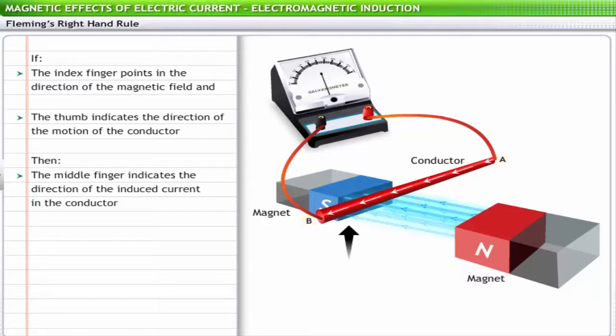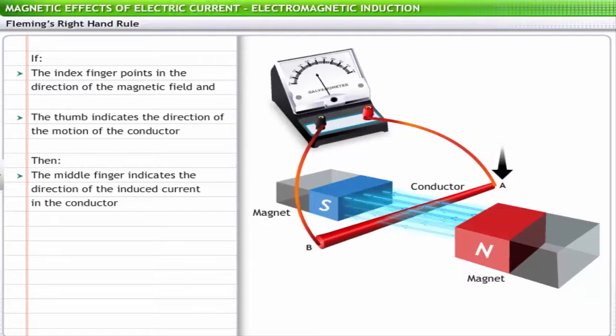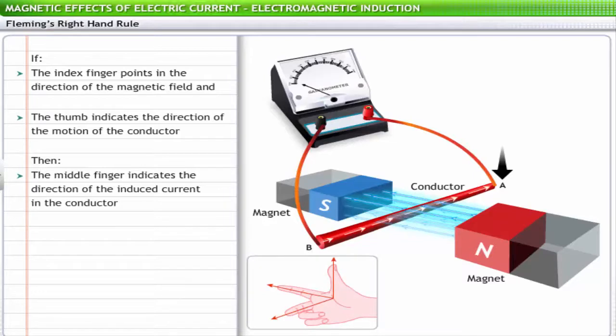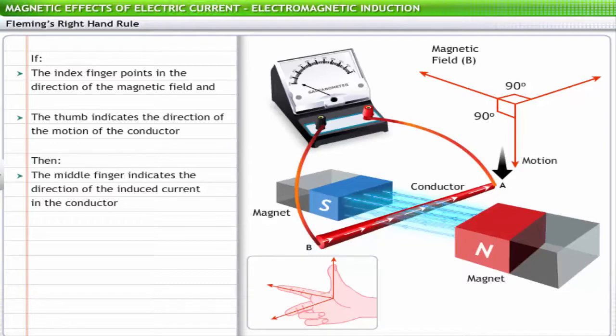If you move the conductor downwards in the magnetic field, the galvanometer needle deflects to the left. This indicates the direction of the current in the conductor from B to A. Thus, you can see that the direction of the magnetic field, the movement of the conductor and the induced current are at right angles to each other.